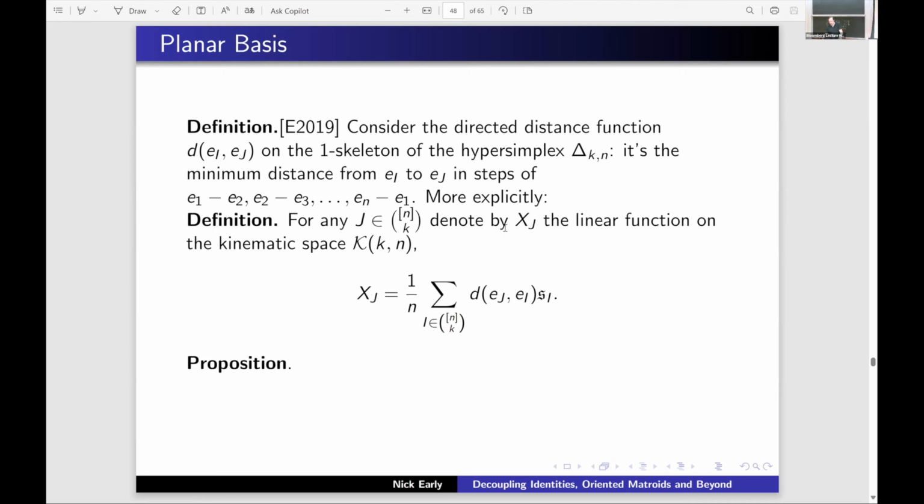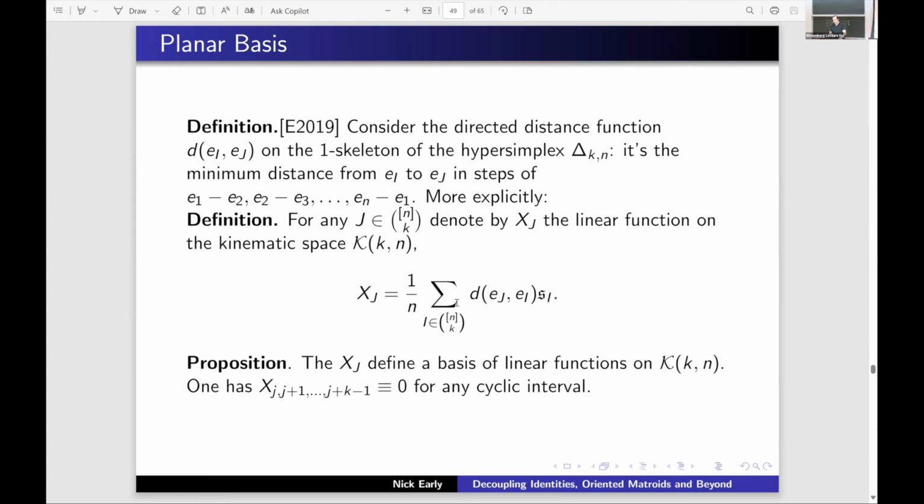Okay, so if we do this, X_J, this new analog of the planar kinematic invariant, is a linear function given by this, where the directed distance function is the coefficient of the Mandelstam invariant S_I. So as in the case k equals 2, they're linearly independent. And the magic happened, that's magic. Proving that they are linearly independent is pretty non-trivial unless you have this distance function. You could define it in other ways, but having this distance function proves linear independence, proves a basis.